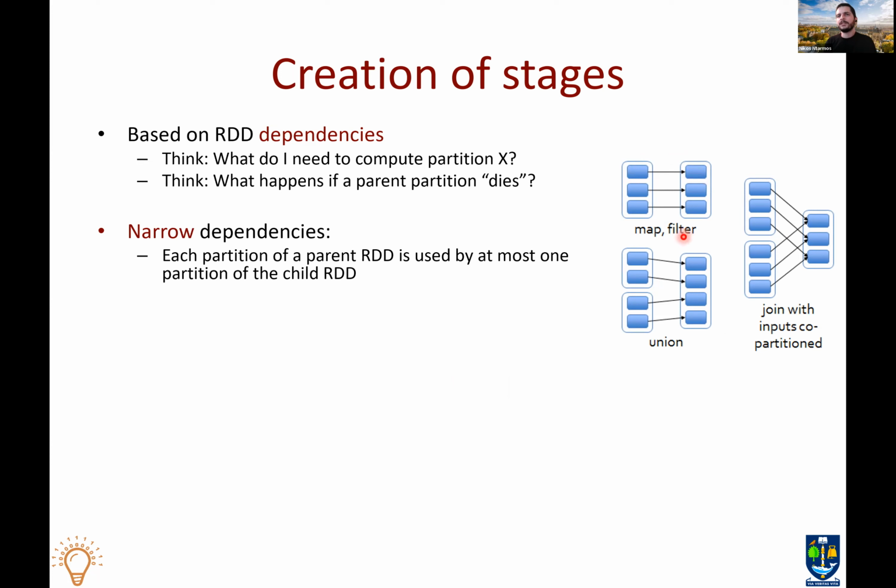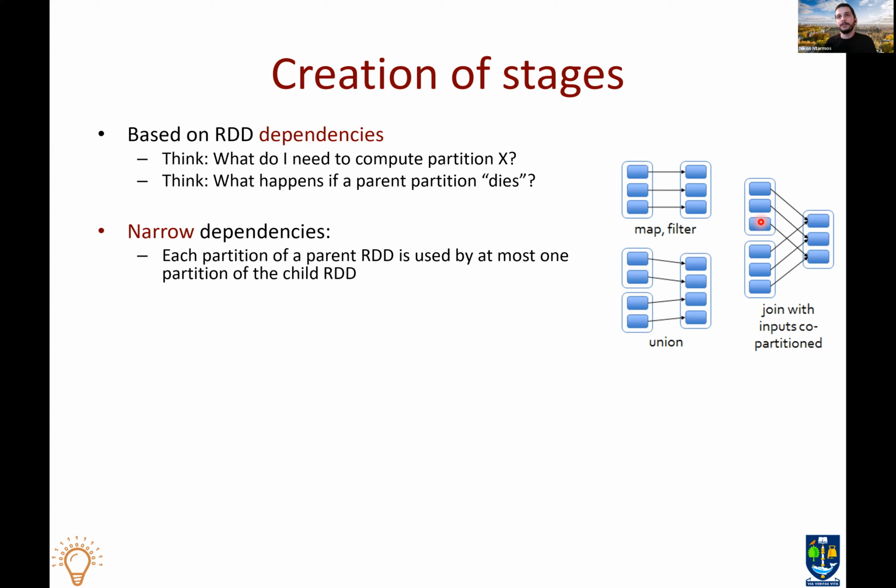Same with filter. With union, we said that what happens is we just copy the input RDD splits to the output. So every split in the output is fed by one split in the input, and every split in the input only feeds one split in the output.